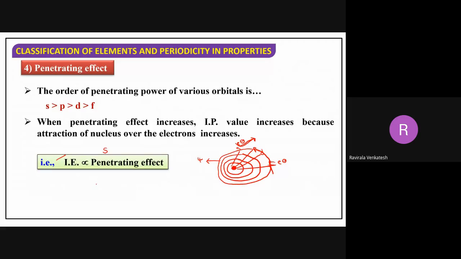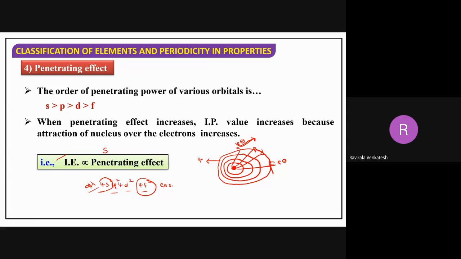For example, I am writing the electrons: 4s2, 4d2, 4p2. Write 4p2 here also. Next 4f2. Now which electron can we easily remove? 4s2, 4p2, 4d2 or 4f2? Which electron can we easily remove? 4f2 we can easily remove, whereas 4s2 is very difficult to remove.